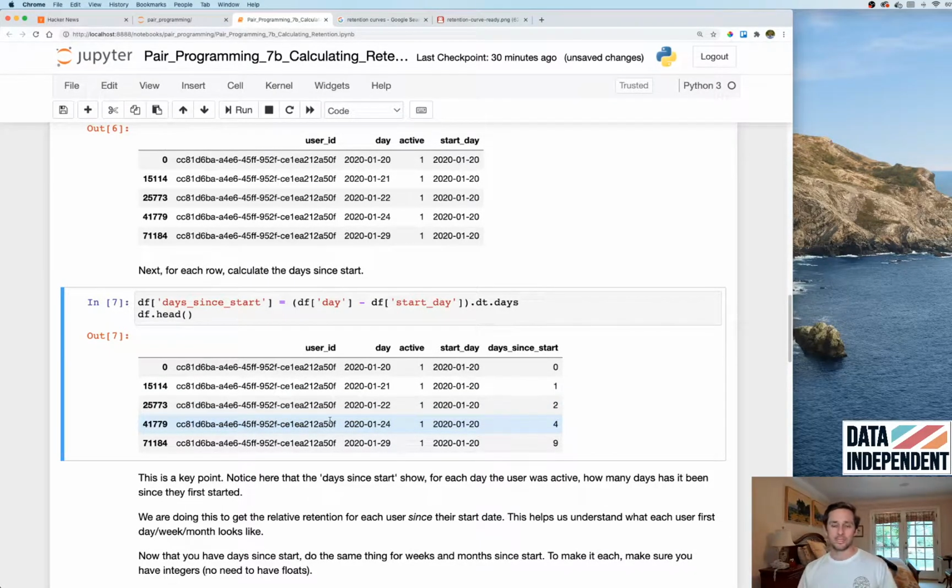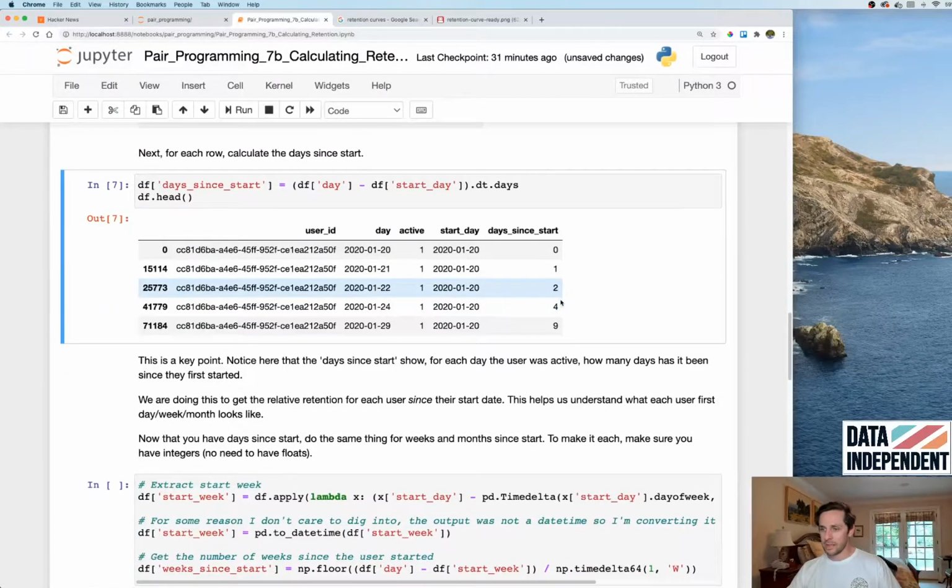So now I can actually compare two users. Even though they didn't start on the same day, I can compare the number of days since they started together, which is really awesome. So I can look at how many users were active on their fourth day since they started. I spend so much time on that because it's really important for retention curves and when you put everybody on the same playing field, okay?